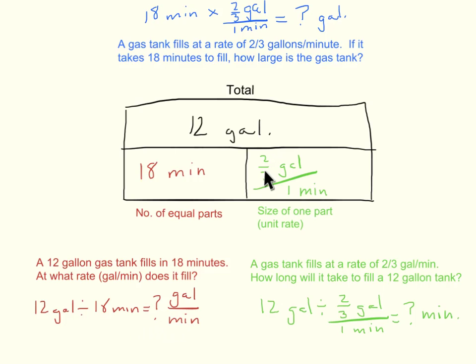So in this case we would not have known the unit rate, but we would have known the total and the number of equal parts. The third word problem that we could get out of these three quantities is the multiplication, where we know both the number of equal parts and the unit rate. In that case, we get this word problem of a gas tank fills at a rate of 2/3 gallons per minute. If it takes 18 minutes to fill, how large is the gas tank? 18 times 2/3 equals how many gallons?